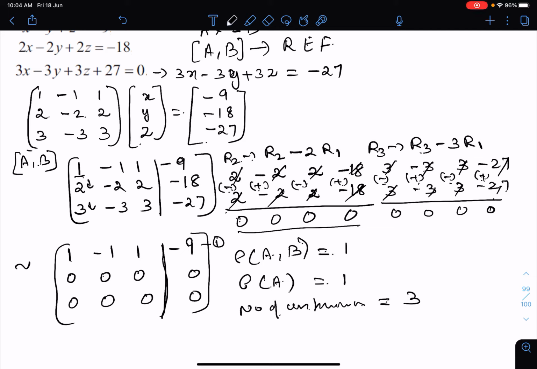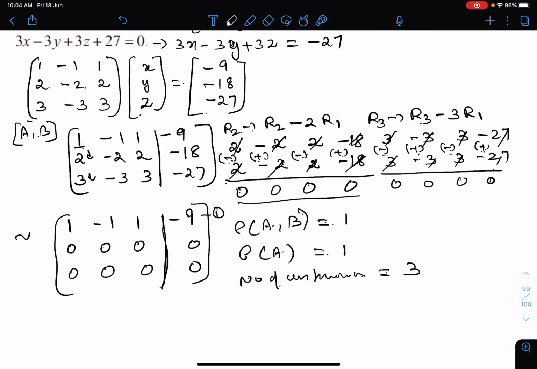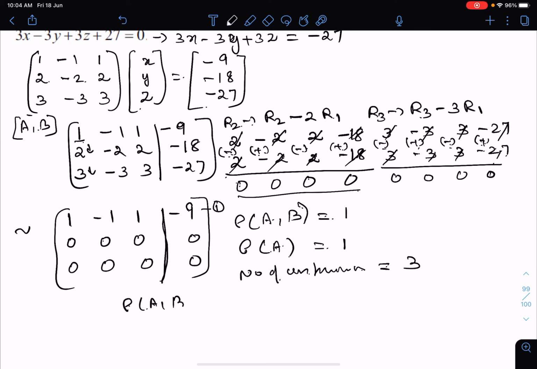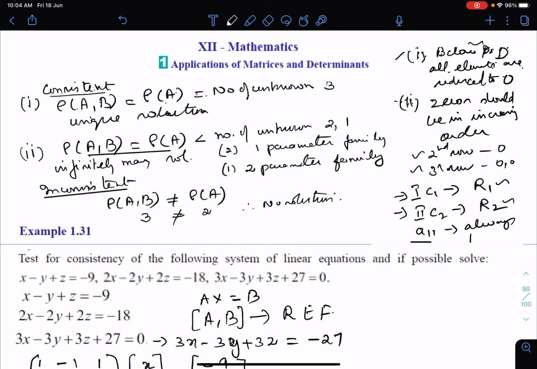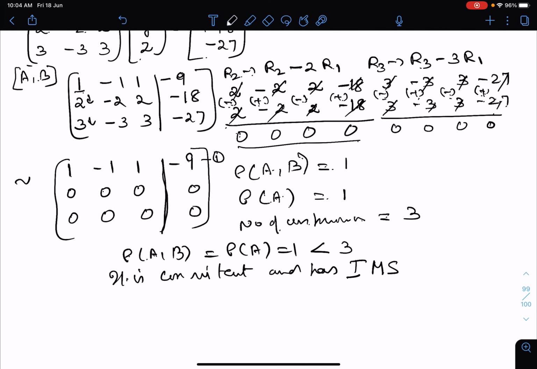Okay. But the number of unknowns is 3. Therefore, we can conclude from this, rank of AB is equal to rank of A equal to 1, but less than the number of unknowns 3. Okay, and we have got it as 1. So you can come to the conclusion it is consistent and has infinitely many solutions. Since it is 1, as I have told you here, if you get it as 1, then you will have a 2 parameter family. Why? Because 2 rows are 0.